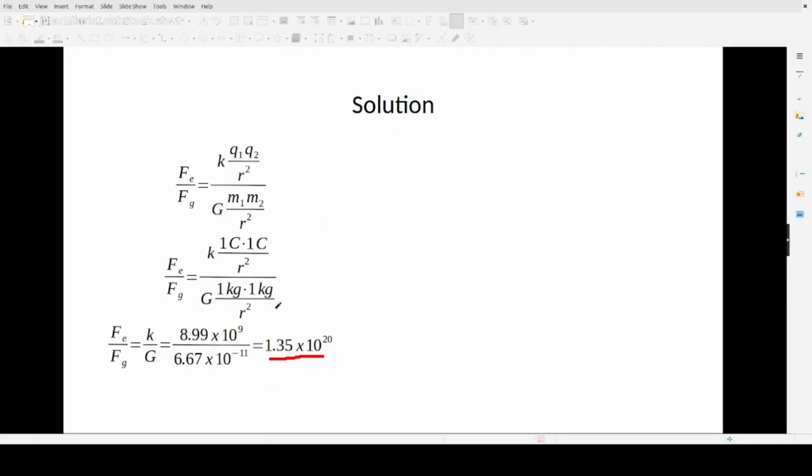That's when using MKS units with kilograms and coulombs. If we're actually using natural units, it's even bigger. The elementary charge and the Planck mass. We're going to talk about the elementary charge, but really not the Planck mass, later. Okay? Moving on.